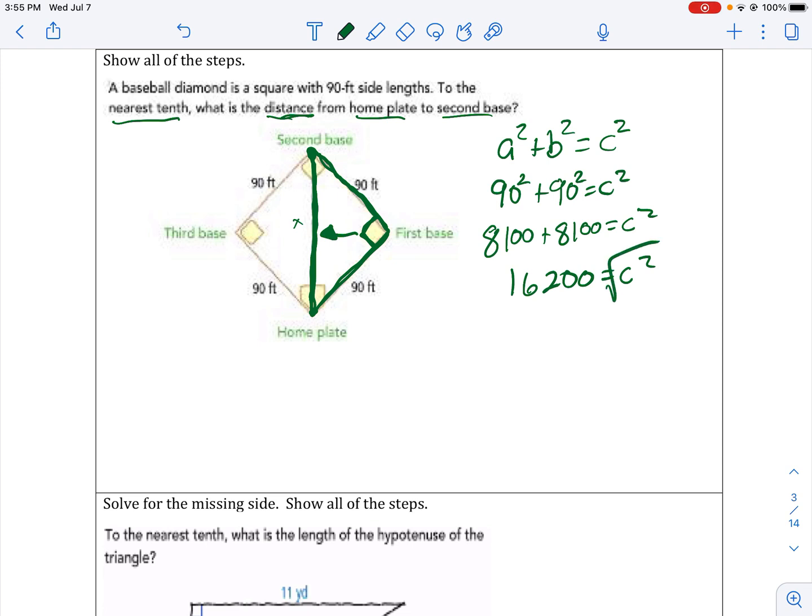To undo something squared, we have to square root because the inverse operation of squaring is square rooting. So my hypotenuse, and it said to the nearest tenth, so I'm going to write to the hundredth. This is above a 4, so that rounds this to a 3. So to the nearest tenth, my hypotenuse is approximately 127.3 feet.